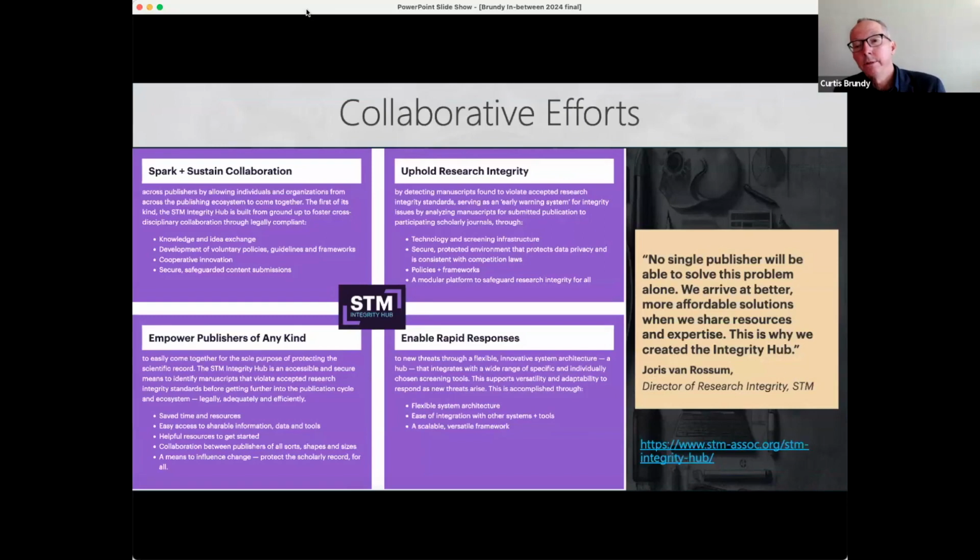But publishers are also working together. So I wanted to quickly just mention, if you're not aware of it, the STM Integrity Hub. This is a collaborative effort where publishers are sharing data, sharing information, and developing jointly technology solutions to help address the paper mill crisis. And I think it's a fabulous effort.